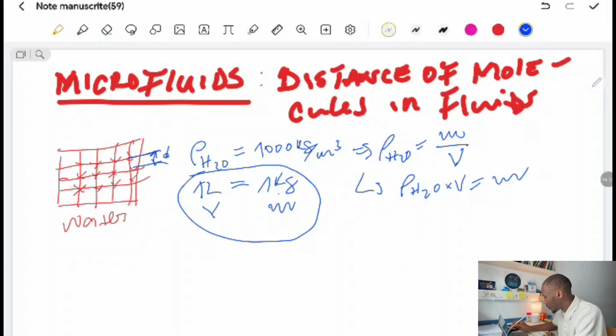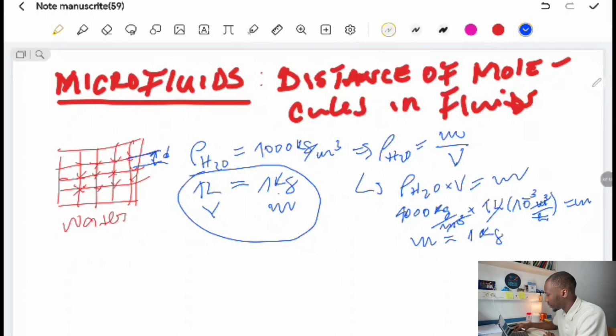is actually 1000 kilograms per cubic meter times the volume, which is 1 liter, and we have to convert it, times 10 to the minus 3 cubic meters to 1 liter, is equal to the mass. And then the mass of 1 liter is equal to 1 kilogram. That's what is here.